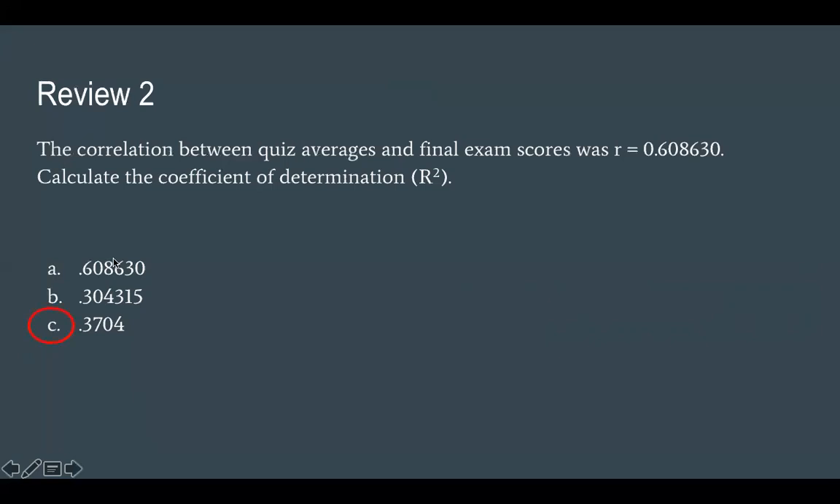All right, the answer here is C, 0.3704. Really, how you get your answer here to calculate r squared is taking the statistic that we're given for r and squaring that value. So 0.60863, and if you square that, multiply it by itself, you get 0.3704.